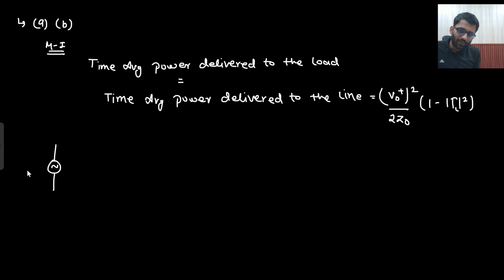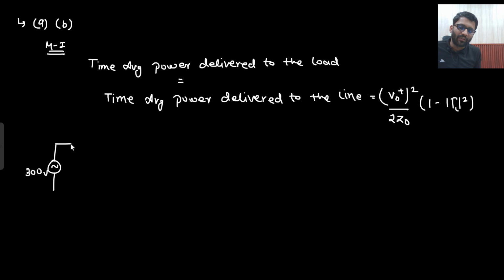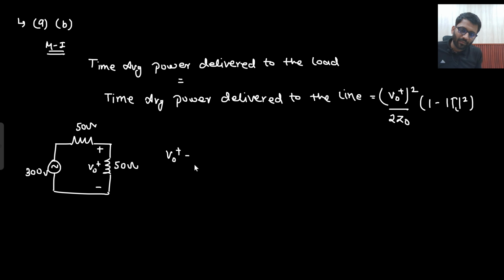So if I replace my transmission line with Z naught, what is the scene? This is my 300 volt. Here my Zg is 50 ohm, and my Z naught is also 50 ohm. So I completely replace my transmission line with 50 ohms. So this is also 50 ohm. Here I get my V naught plus. My V naught plus will be simply divided, so 300 by 2, that is 150 volt. Right? This is my V naught plus.